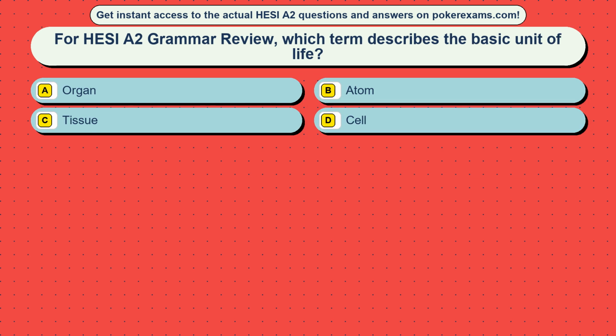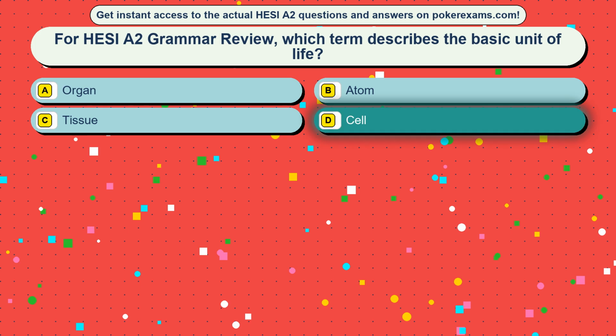Question 32. For HESI A2 Grammar Review, which term describes the basic unit of life? Option A organ, option B atom, option C tissue, option D cell. The correct answer is option D, cell.